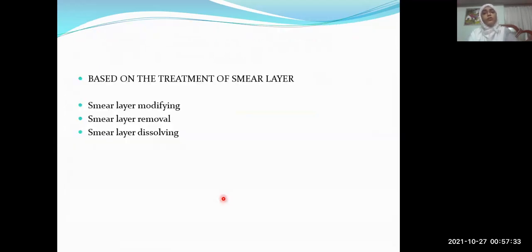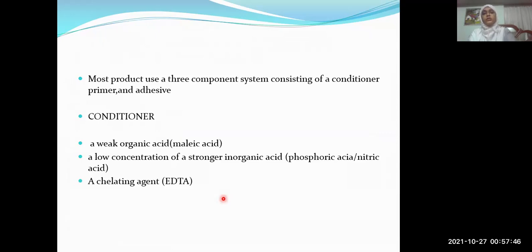Based on how you treat the smear layer, you can either remove the smear layer, modify the smear layer, or partially dissolve the smear layer. So you have bonding agents doing any of these things to the smear layer. Most of the bonding agents we have now consist of a conditioner, primer, and an adhesive. So what is a conditioner? A conditioner is nothing but an etchant. It's a weak organic acid or a maleic acid, and you can also go for phosphoric acid or nitric acid, or it can even be a chelating agent like EDTA.